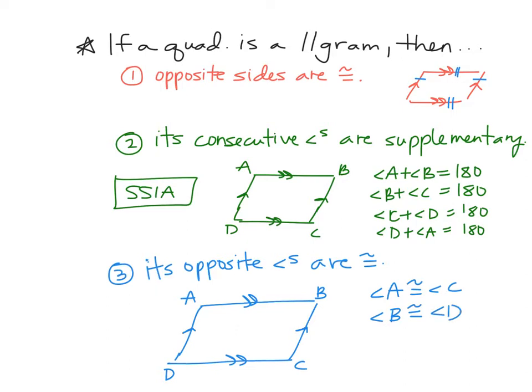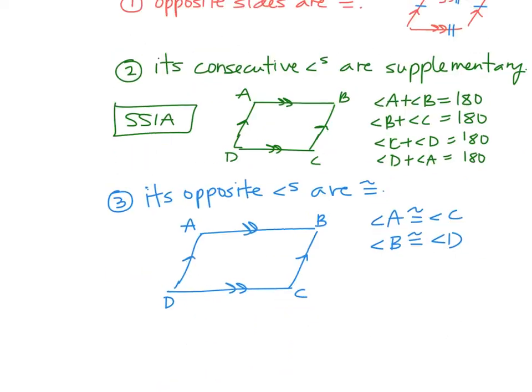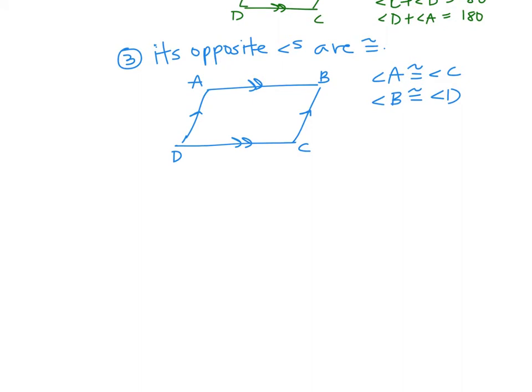Okay, and that really is the gist of what you're going to do with today's lesson, is just taking opposite sides and setting them congruent, opposite angles and setting them congruent, and consecutive angles and setting them supplementary. So I'm going to give you a couple examples of those, and then we are done. Short lesson.